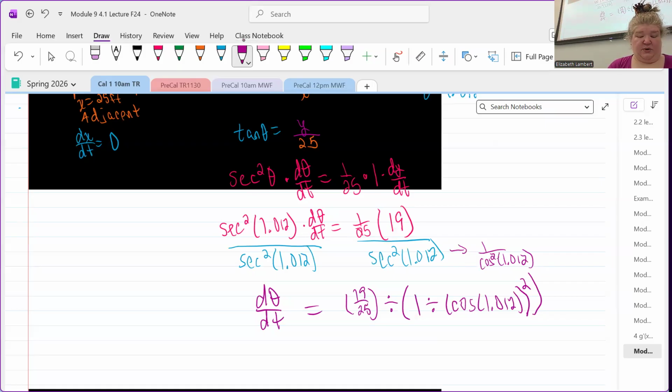All right, so we start with our 19 divided by 25 divided by open 1 divided by open parenthesis cosine. Then I'm going to go back and hit my 1.012 ugly answer. And then I had to close my parenthesis twice and then square that and then close it one more time.